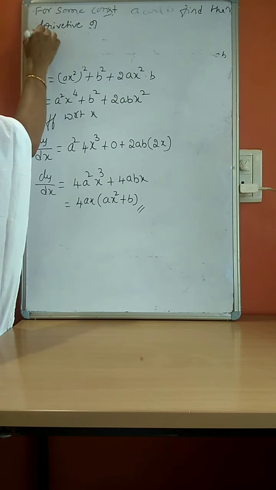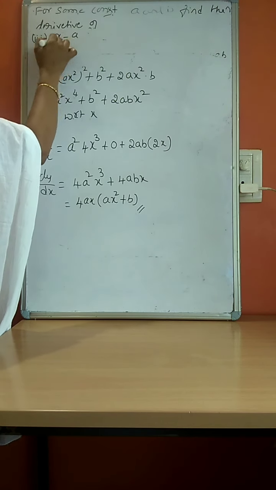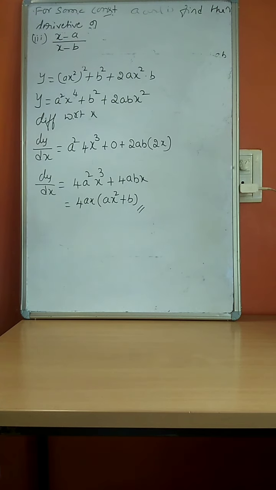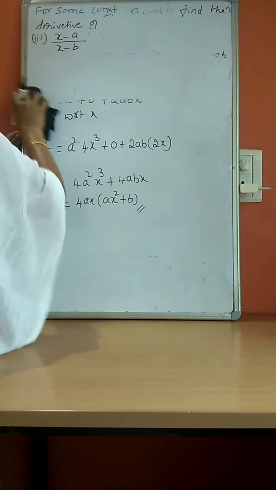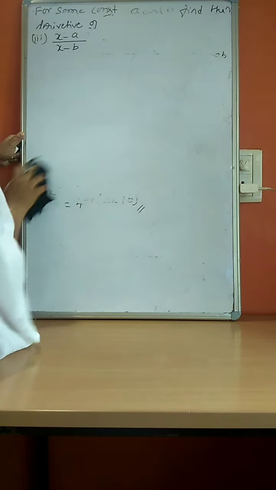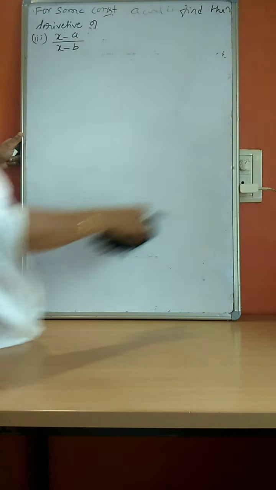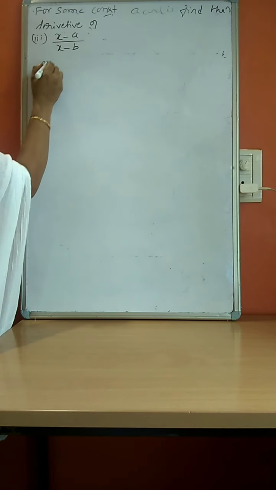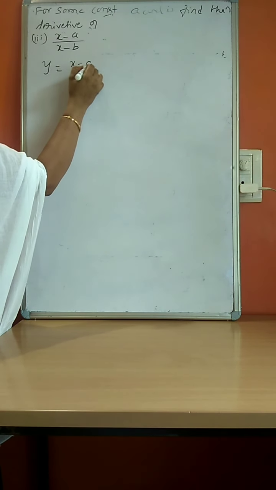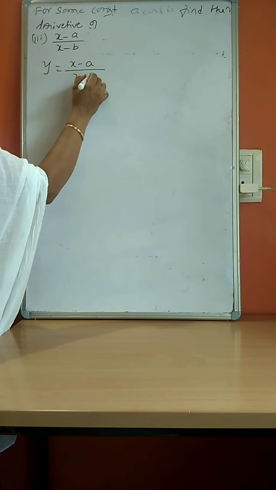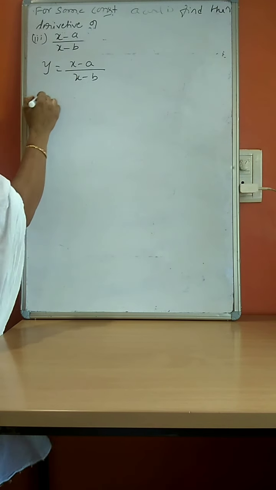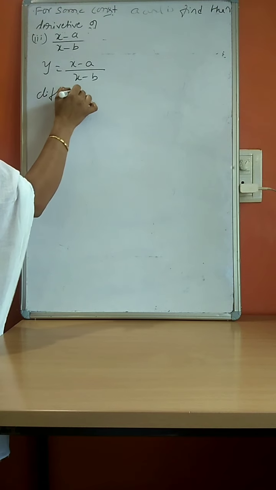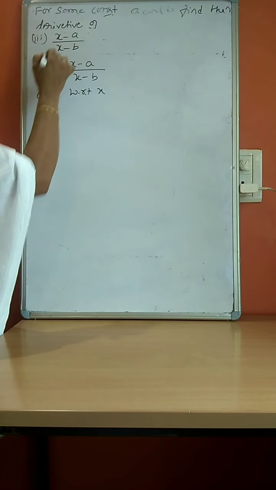Third one. x minus a divided by x minus b. Observe this one, third problem. Which rule can we apply? That is the quotient rule. y is equal to x minus a divided by x minus b. Differentiate with respect to x.